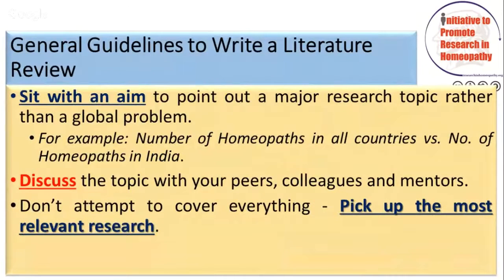These are some of the general guidelines I would like to discuss with you, that you should sit with an aim to point out a major research topic rather than a global problem. For example, number of homeopaths in all countries versus number of homeopaths in India. Obviously, I'm an Indian. I can still try for number of homeopaths in India, searching from state to state, but I cannot predict the number of homeopaths in all the countries. This is not my aim. My aim should be very narrowed down. Like I said, it should be very concise, clear.